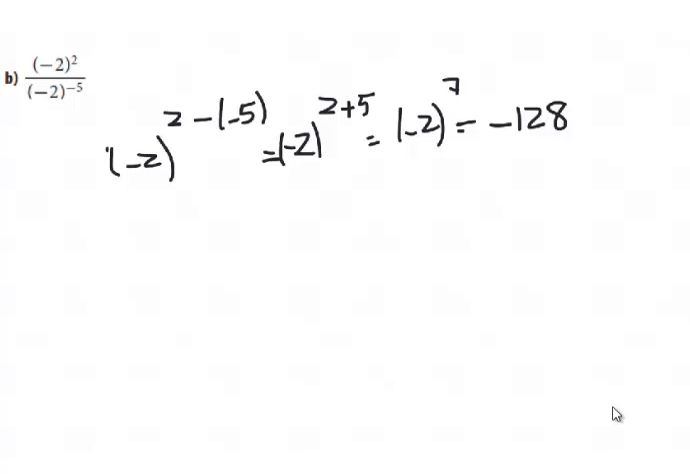Always remember, if the base is positive, any exponent is going to give you a positive number. If the base is negative, then if the exponent is an even number, you get a positive result. If the base is negative and the exponent, like in this case, is an odd number, you always get a negative result.